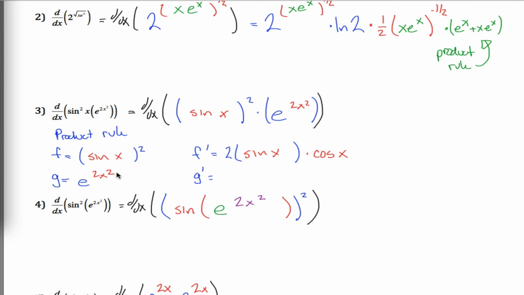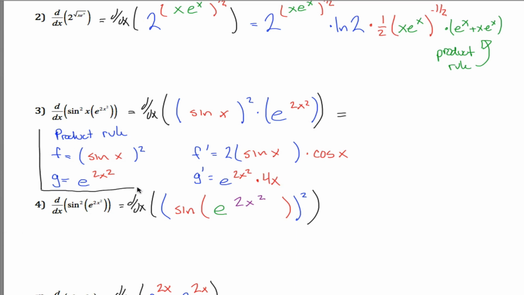Well, if it were just e to the x, the derivative would just be e to the x. But it's not, it's e to the 2x squared, so the derivative of the blue part is e, and then leave this alone, but then you're not done, you have to multiply that by the derivative of the red part. The derivative of 2x squared is 4x, so you get e to the 2x squared times 4x. And now that you have all these pieces, you can get your final answer.